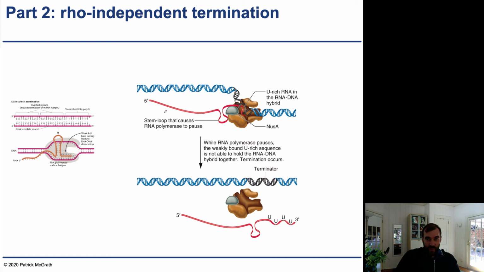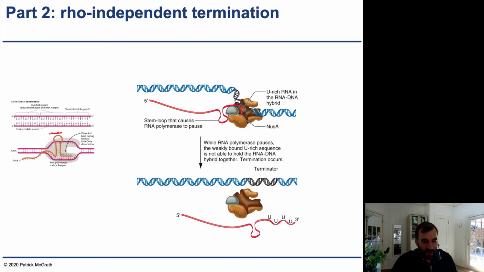There's also rho-independent termination. This does not require the use of a protein, but again, it uses a stem loop. So again, we're seeing the formation of this hairpin, and again, this causes pausing of the RNA polymerase. It's no longer able to zip through the DNA, read it, and incorporate new nucleotides into the mRNA, but it actually starts to slow down. There's no rut site, but there's additional important sequence information that's necessary for this termination to occur.